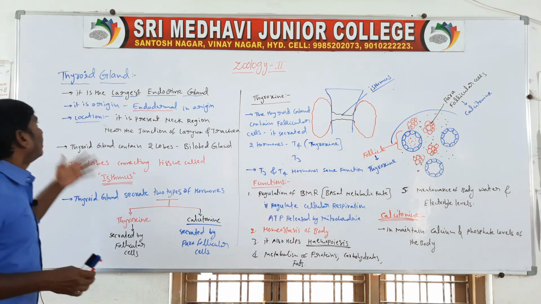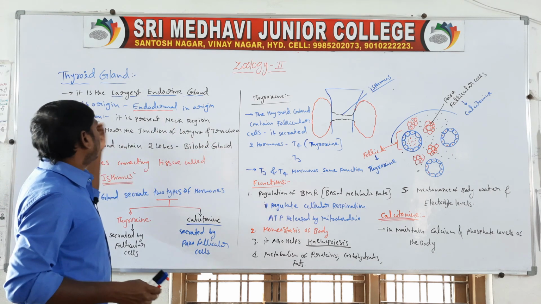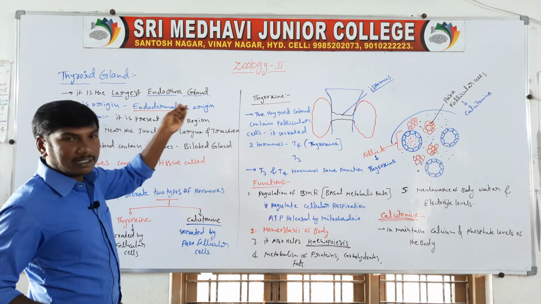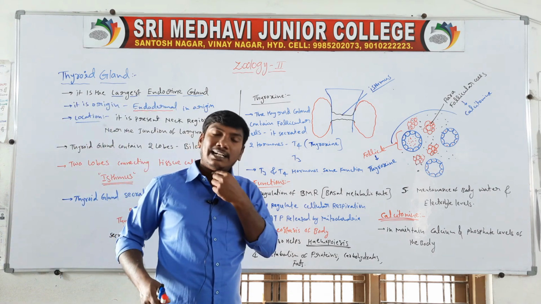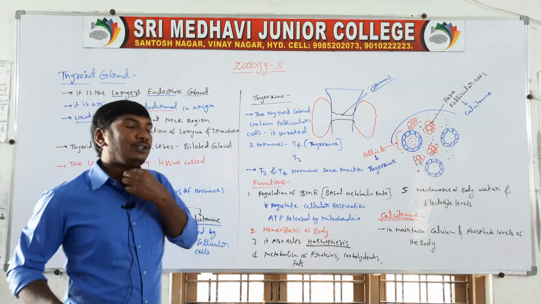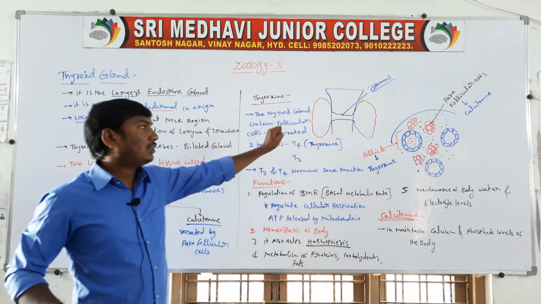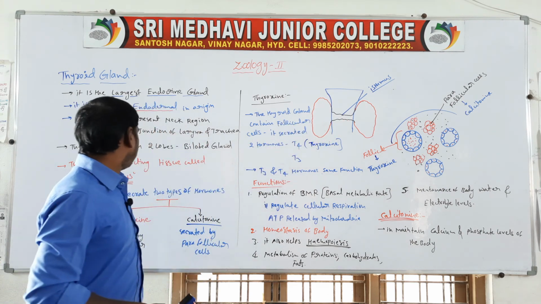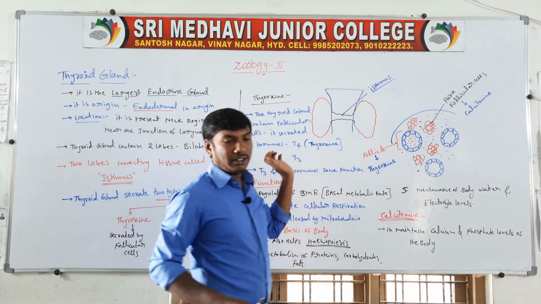So these are the thyroid gland hormones. The thyroid gland is the largest endocrine gland and is endodermal in origin. It is located in the neck near the junction of the larynx and trachea. It contains two lobes, a left lobe and a right lobe, connected by a region called the isthmus. It secretes two types of hormones: thyroxine and calcitonin.